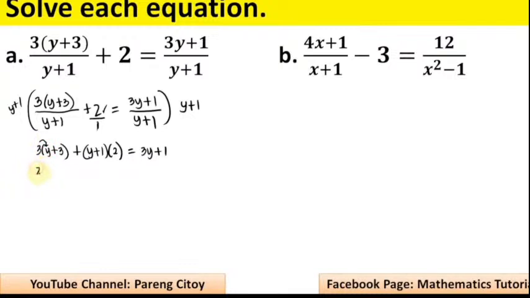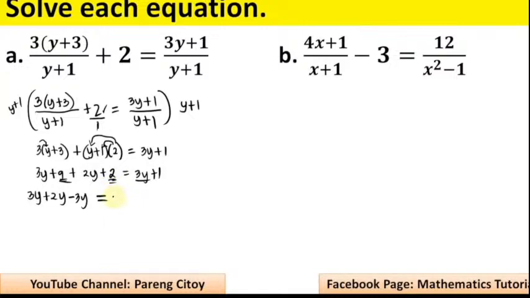Then simplify. So 3 times y, that is 3y plus 9 plus this one is 2y plus 2 times 1, that is 2, equals 3y plus 1. Then combine like terms. So 3y plus 2y. Ito i-transpose natin, magiging 3y equals, so lahat ng constant or whole numbers ilipat natin sa kabila. So this one, positive 9 plus 2, that is positive 11.